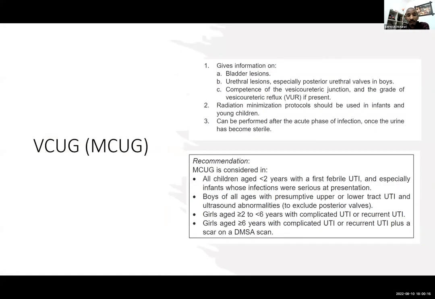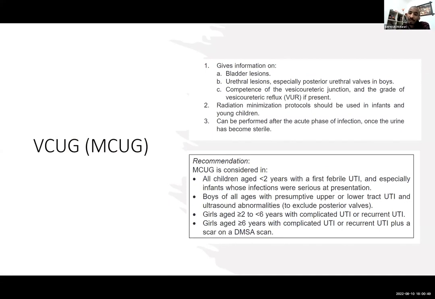VCUG or MCUG, which is voiding cystourethrogram or micturating cystourethrogram. This investigation will give you important information about the bladder, the shape of the urethra, and competency of the vesicoureteric junction. If there is any abnormality, it will show you the VUR, which is vesicoureteric reflux. A radiation minimization protocol should be used in infants and young children.